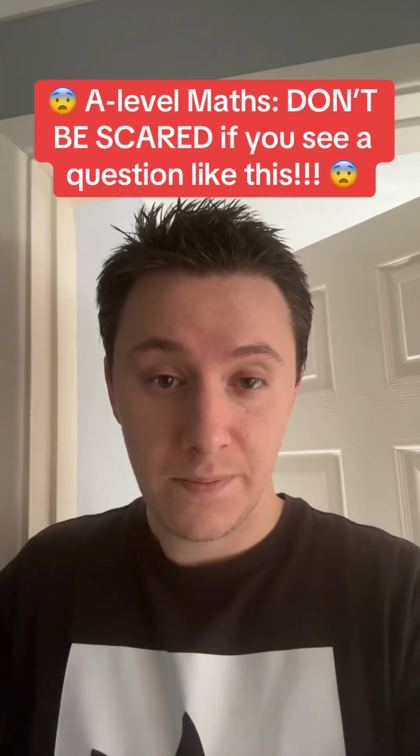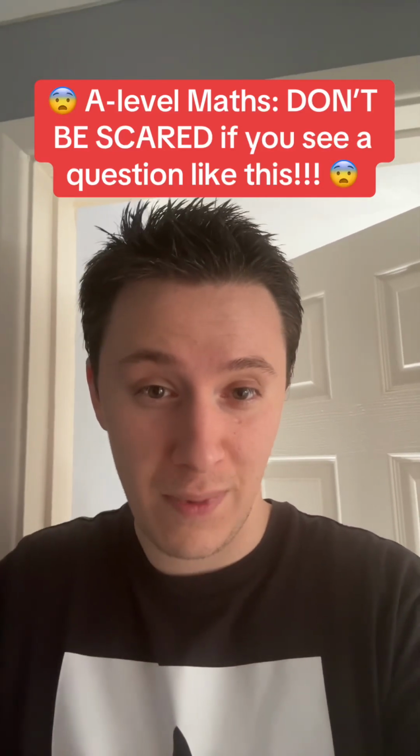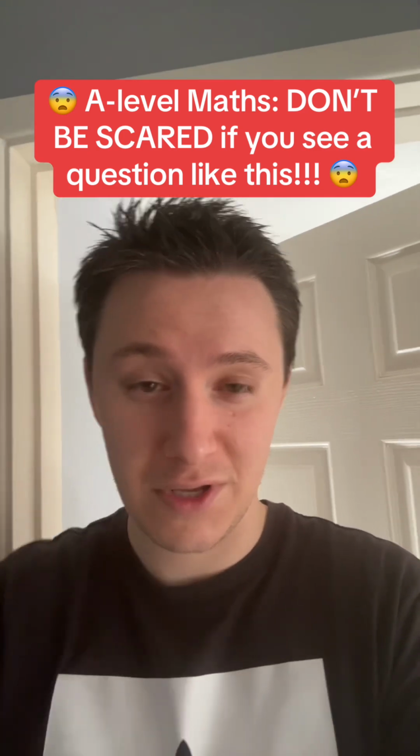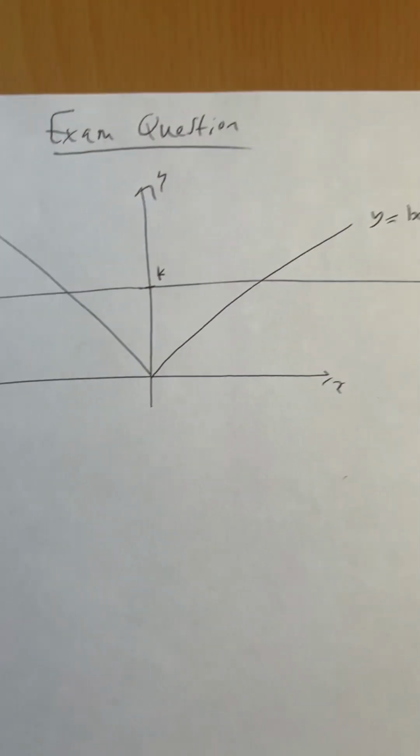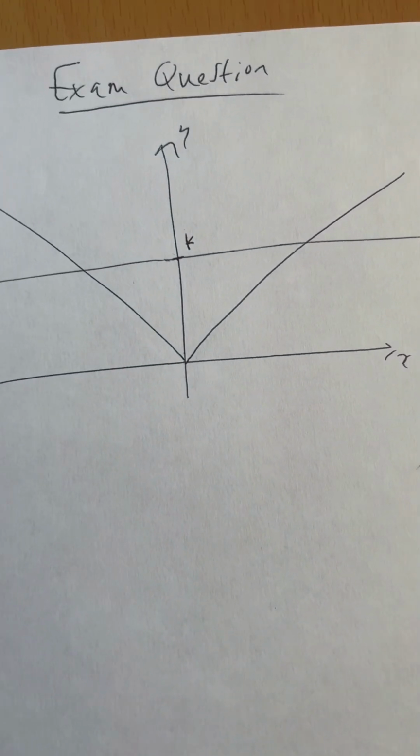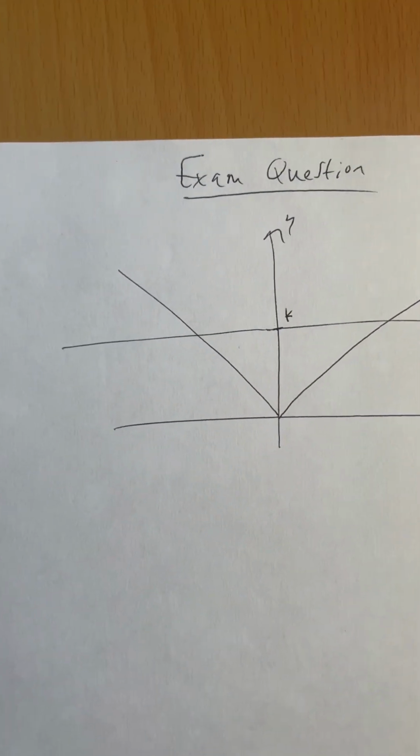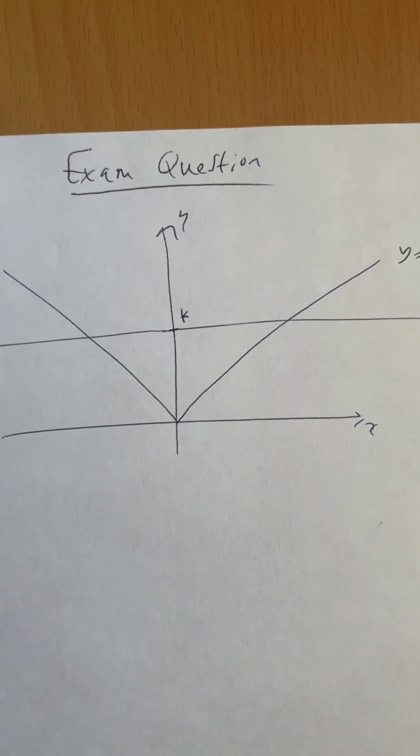Don't be scared if you get a question like this in your exams, because it may look horrible, but actually, once you know how to deal with these questions, they're not too bad. So the setup with this question is you have this V shape, y equals modulus of x. Remember, modulus of x just means y equals x on the right hand side and y equals minus x on the left hand side. And then we've got this horizontal flat line, y equals k. K is some random constant, positive constant.